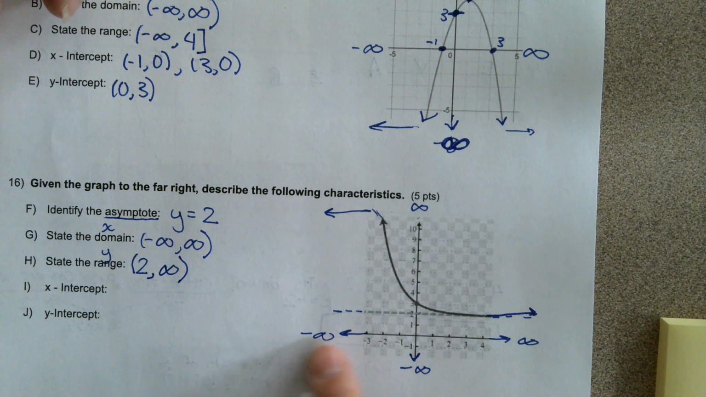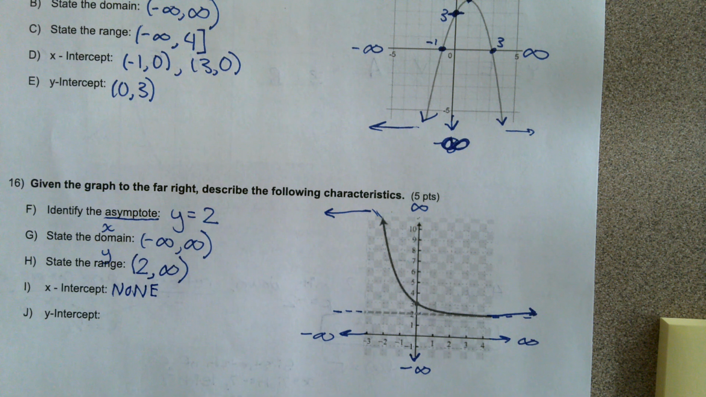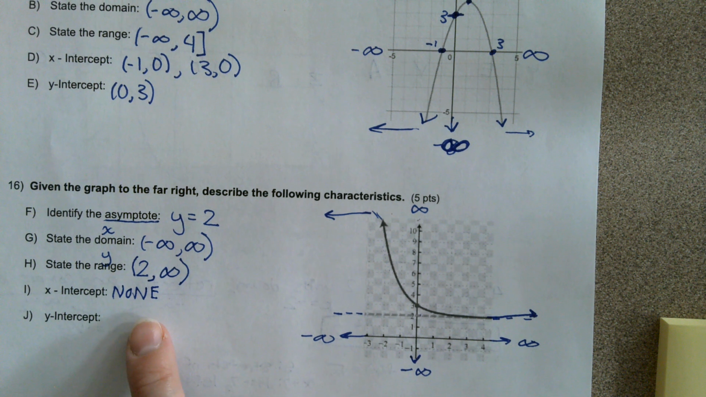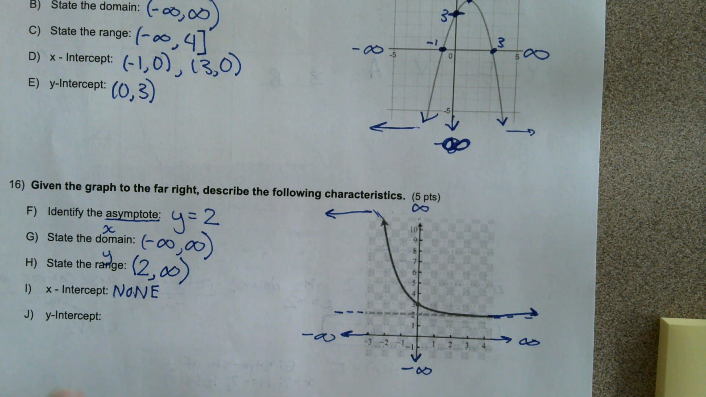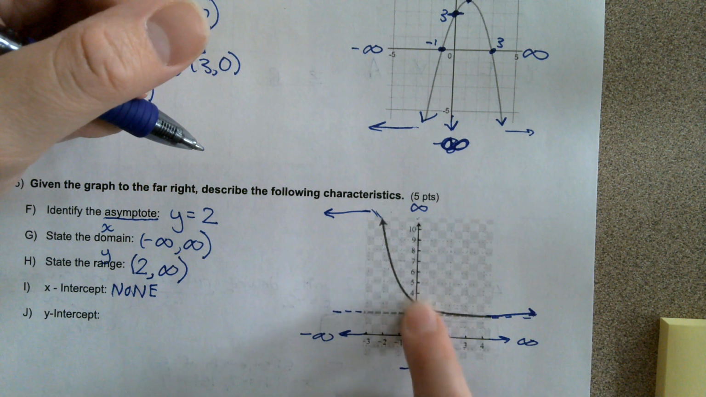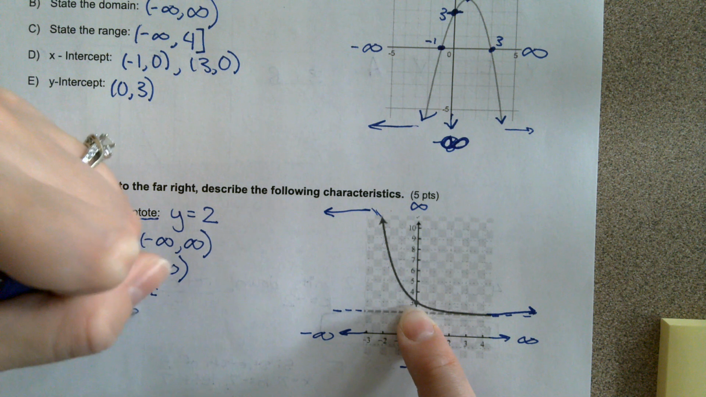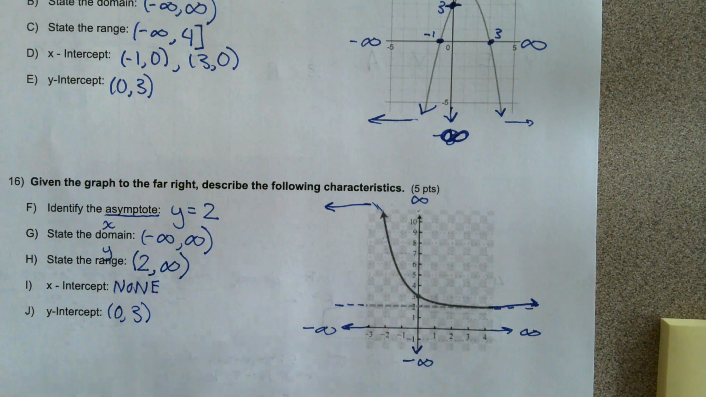X-intercept. Where does it cross the x-axis? Nowhere. We don't have any. Remember, that is an option. If the answer is none, do not write 0. Write none. Y-intercept. Where does it cross the y-axis? Here at 3, write it as a point. (0, 3). X is 0, y is 3.